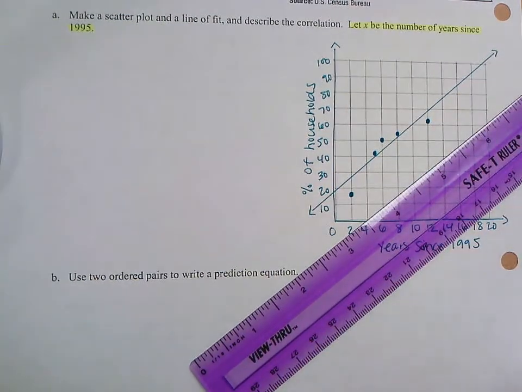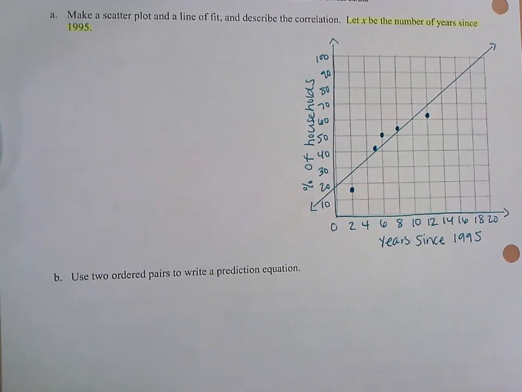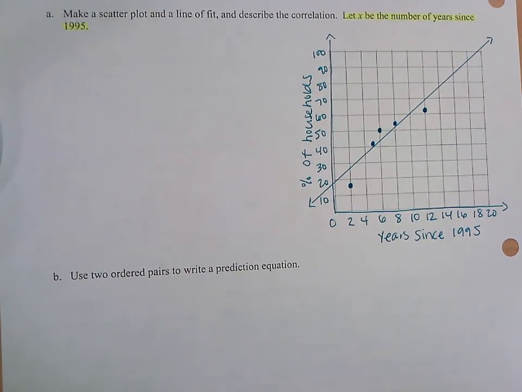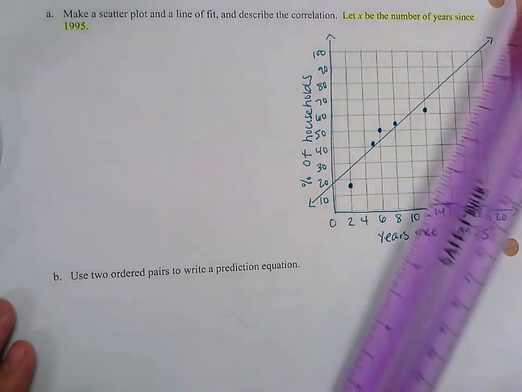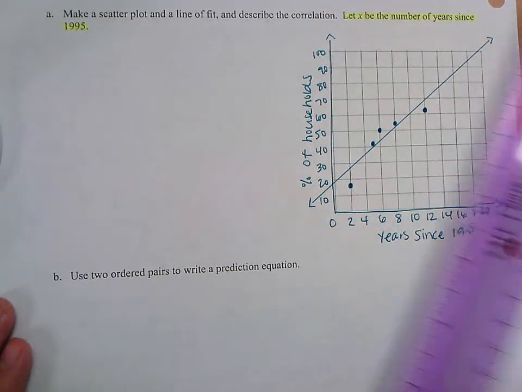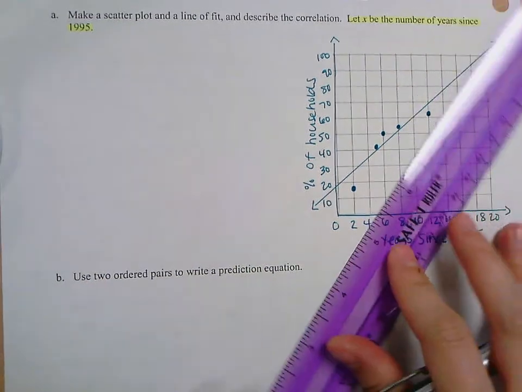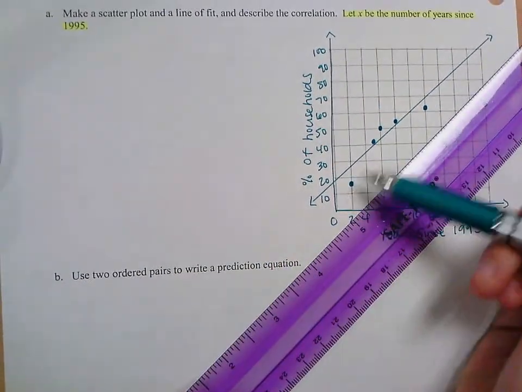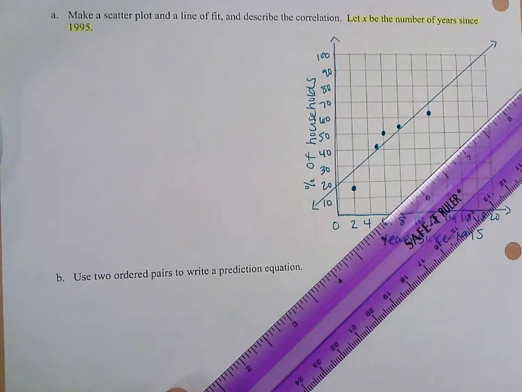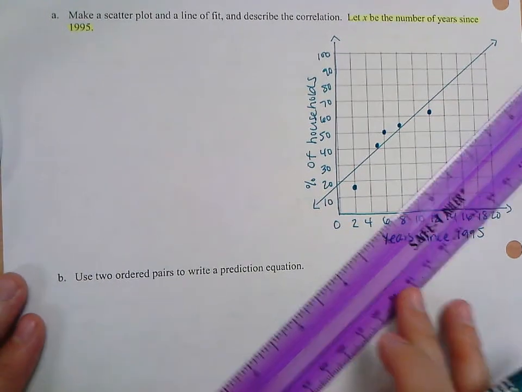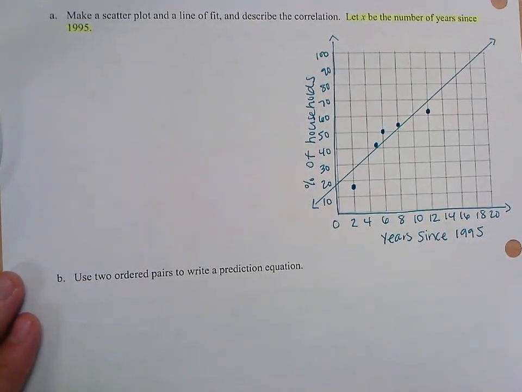I'll draw mine like that. Yours might not look the exact same as mine. So something that would be wrong is drawing it like, I'll try to line up my ruler, like if I drew it like this. You want to actually make sure that you're following from the first point you drew to the last, you're following the trend, that your line seems to fit well in the middle.